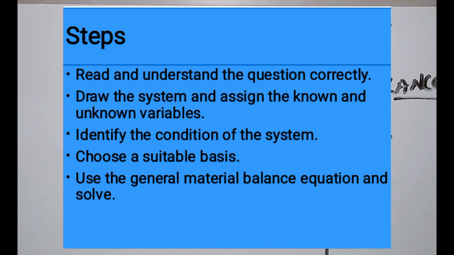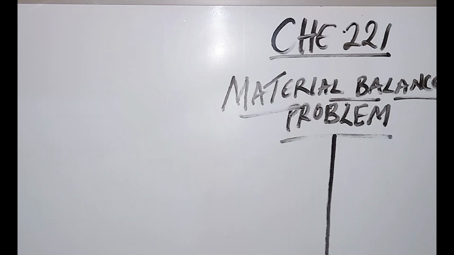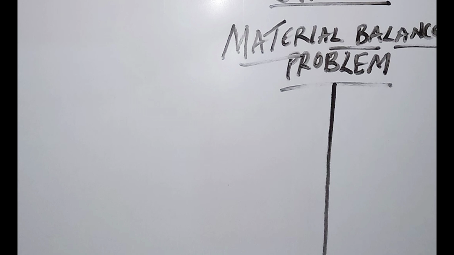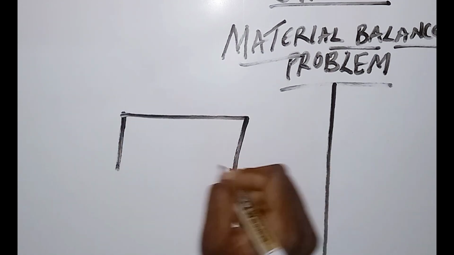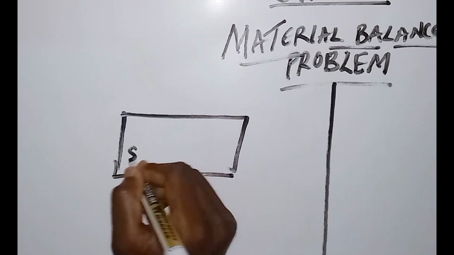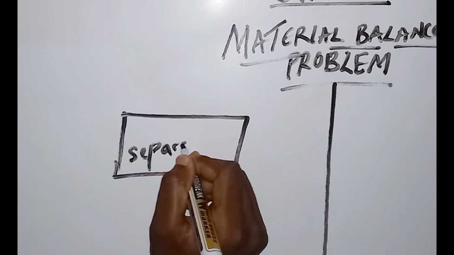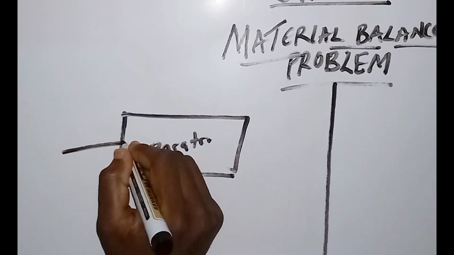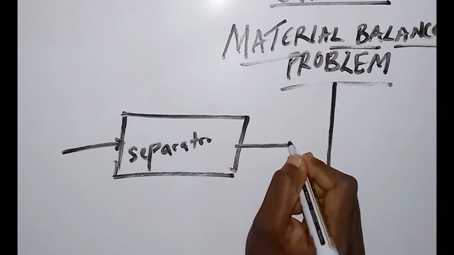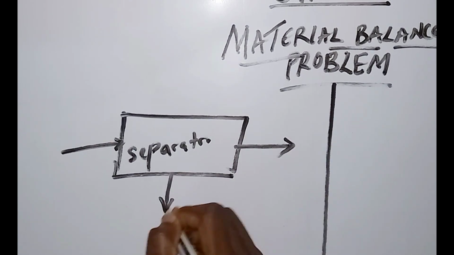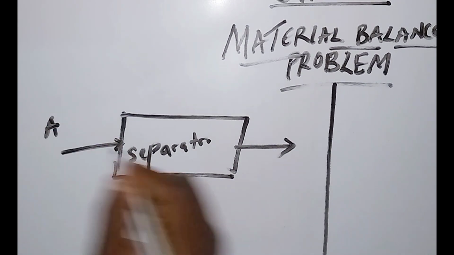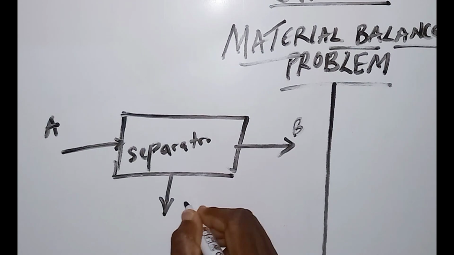You can draw it using the chemical engineering symbol, or you can use a block diagram. From the question, it is a separator. So using a block diagram, this is a separator having an inlet and two outlets. So we denote them here as A, B, and C.